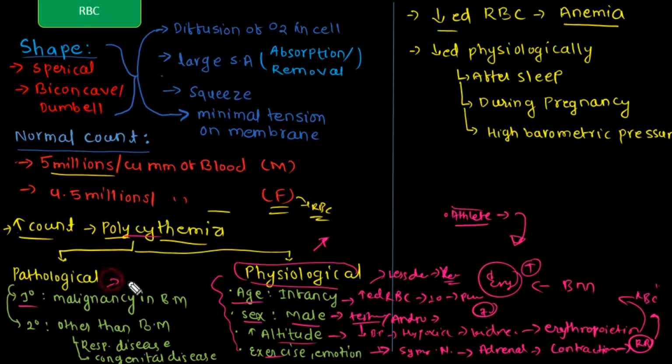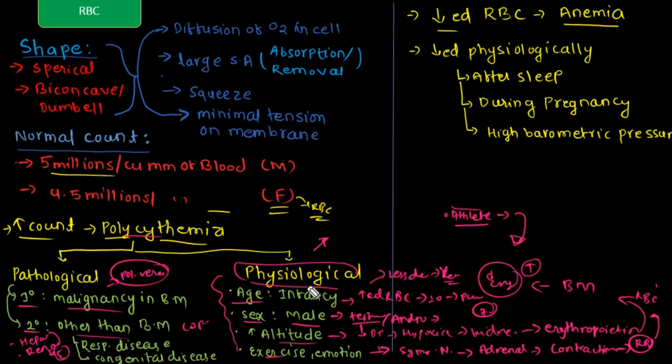Similarly, in pathological we have the primary one and secondary one. Primary means malignancy of the bone marrow, which causes polycythemia vera. This is not much to learn here, we will learn it separately in a different topic. Then we have other conditions such as respiratory diseases, congenital heart diseases, and carbon monoxide poisoning. Similarly, we also have hepatocellular or renal cell carcinoma, which might release erythropoietin and increase the count. So these are all the conditions that might lead to a secondary increase in RBC count, known as pathological polycythemia.